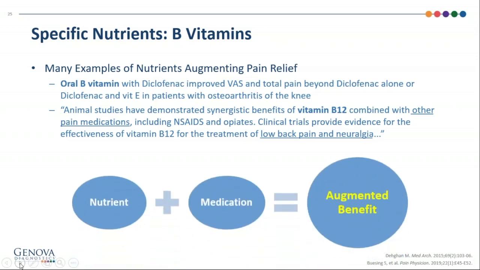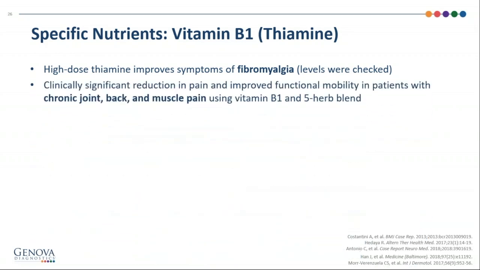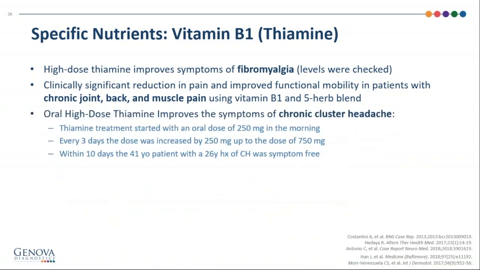And so this is one of the big concepts I want you to get from this talk, which is a nutrient with a medication will give an augmented benefit. But it could also be that the nutrient plus other nutrients can give an augmented benefit as well. Let's look at B1. B1 has been able to improve symptoms of fibromyalgia, and this was in a study where they actually looked at the levels before and after. Another study looking at chronic joint, back, and muscle pain was improved using B1 and a 5-herb blend. So again, a lot of the combination products are where we get our most significant benefits.